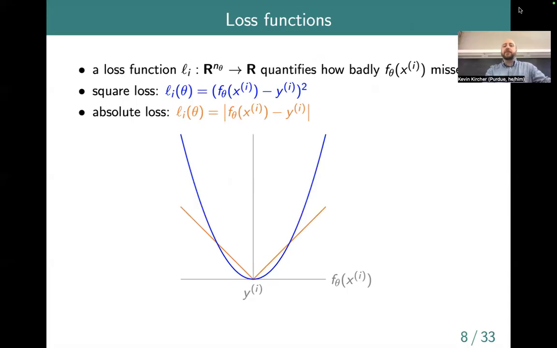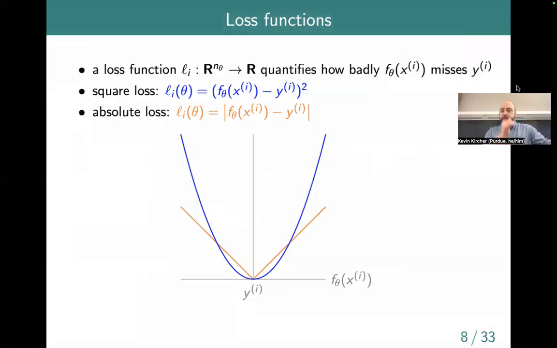Another important component that goes into the training of a model is what's called the loss function. So this is a function Li, which I guess we can view as a function of the underlying parameter vector theta. And it returns basically a scalar that quantifies how badly our prediction, f theta of xi, misses the target yi that we are trying to hit.